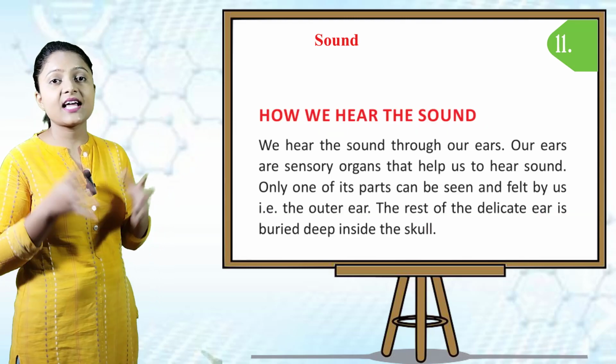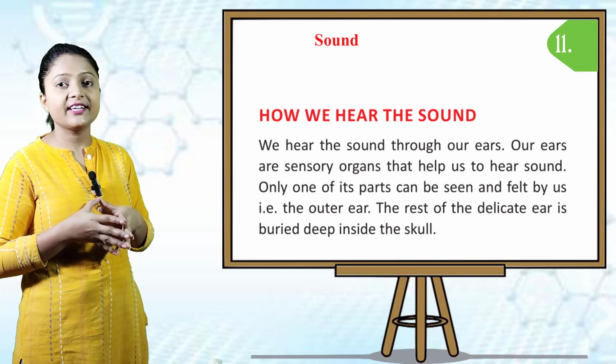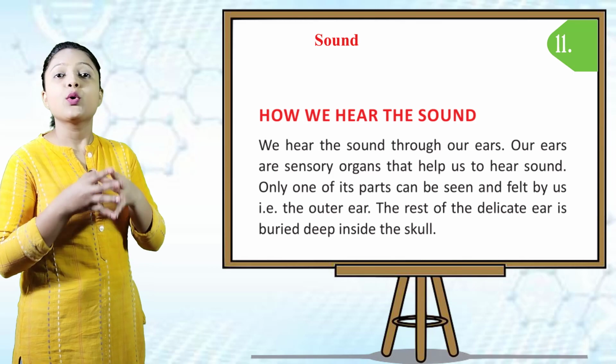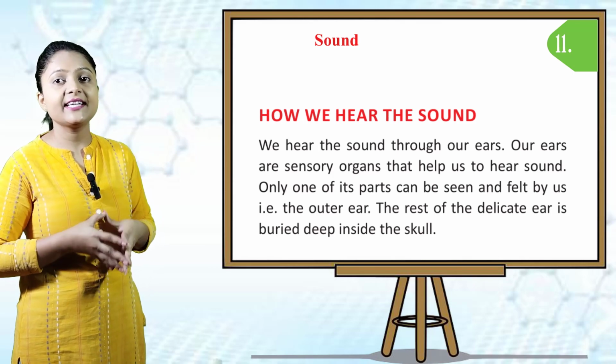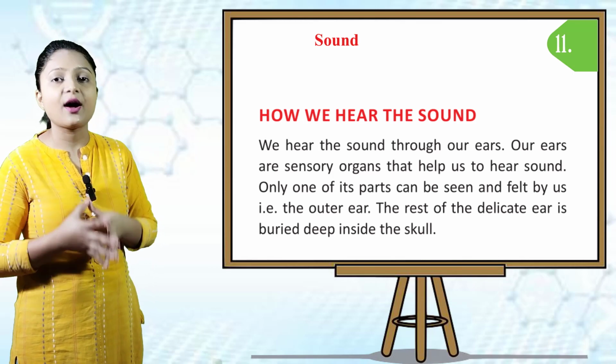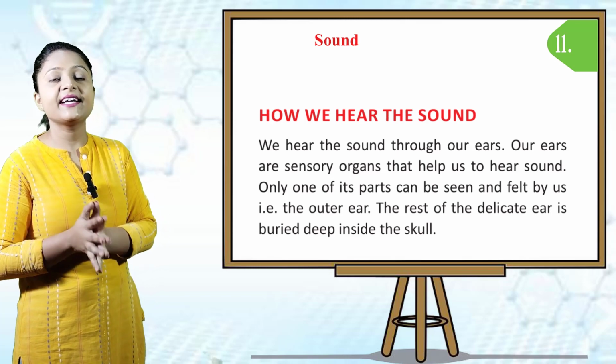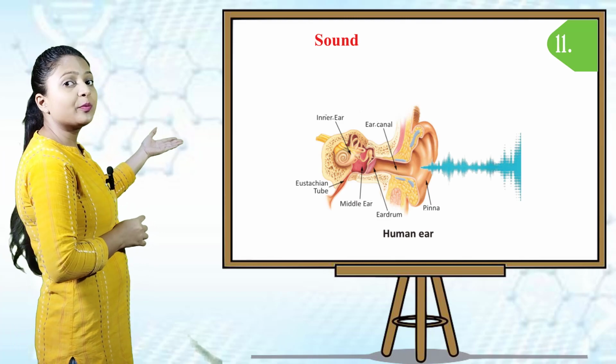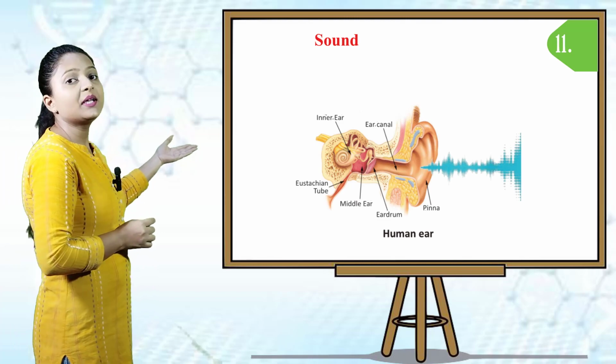How do we hear sound? We hear sound through our ears. Our ears are sensory organs that help us to hear sound. Only one of its parts can be seen and felt by us, that is the outer ear. The rest of the delicate ear is buried deep inside the skull. In this diagram, you can see a human ear and all its parts.